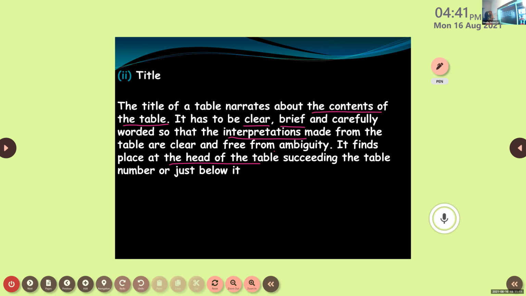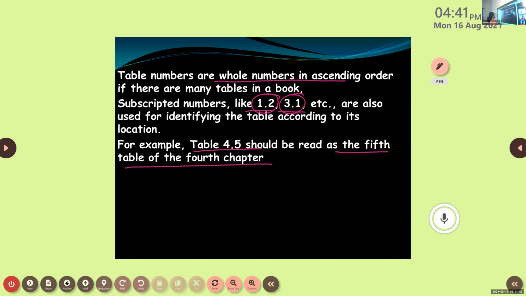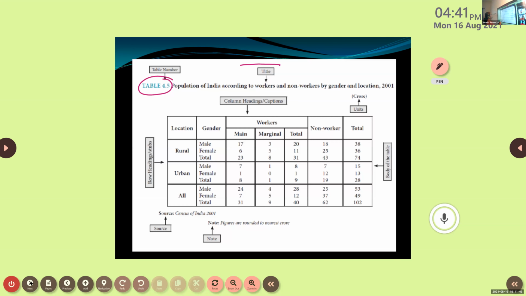Now there are some features for the title. It should be clear and short, and the words should be carefully used so that by reading it we understand what the table represents. It should be free from ambiguity. We can find it at the head of the table, just after the table number, or just below it. Again, we can see that the title is used here.